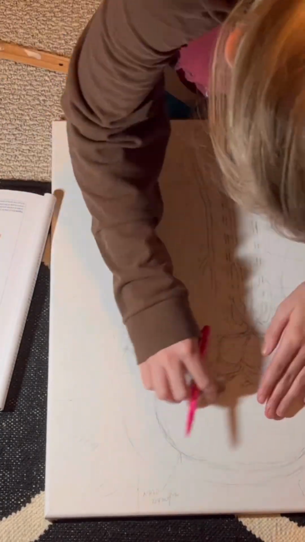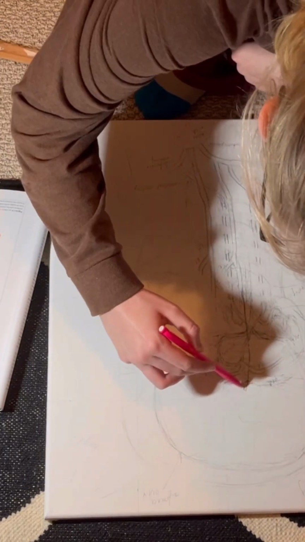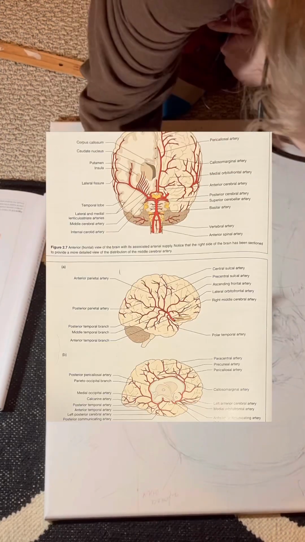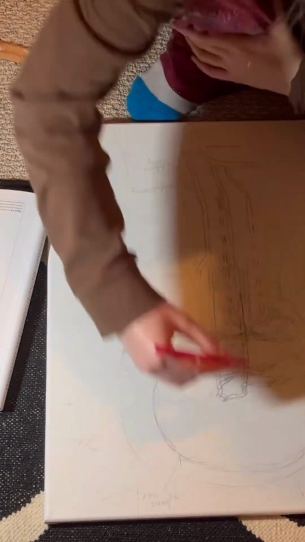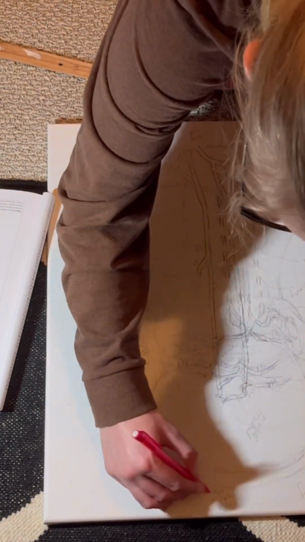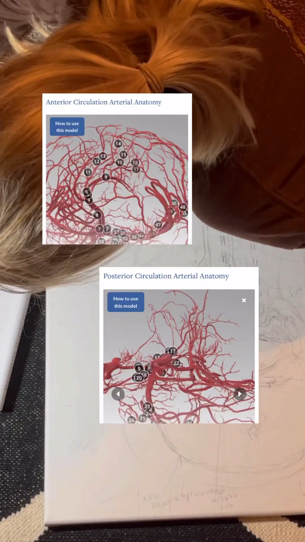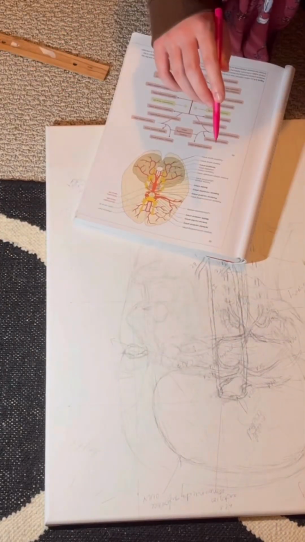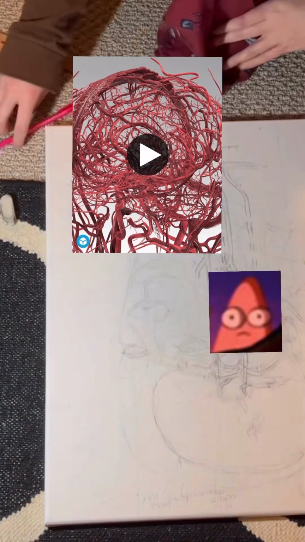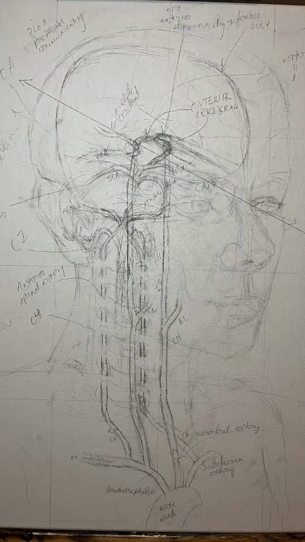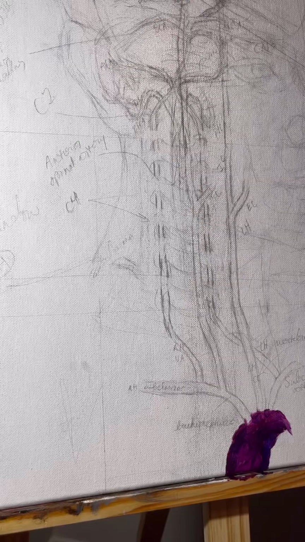Sketching the rest of the arteries from this angle was the biggest challenge in this project. For this part especially, I cross-referenced figures 2.6 and 2.8 from the textbook with this awesome website called the Neurosurgical Atlas. Specifically, it's diagrams of anterior and posterior circulation. It had a lot more detail than I needed, but it is a wonderful resource that I have linked. This was my final sketch, which brings us to the painting process and the general walkthrough.